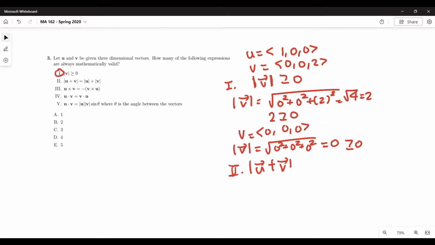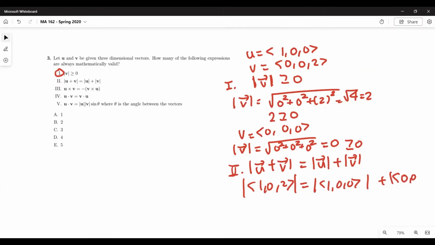The magnitude of vector u plus b is the same as the magnitude of vector u plus the magnitude of vector b. Okay, let's do that. Vector u plus b is just 1, 0, 2, and vector u is 1, 0, 0, and vector b is 0, 0, 2. If you want to find the magnitude of it, this becomes square root of 1 squared plus 0 squared plus 2 squared. This is square root of 5.